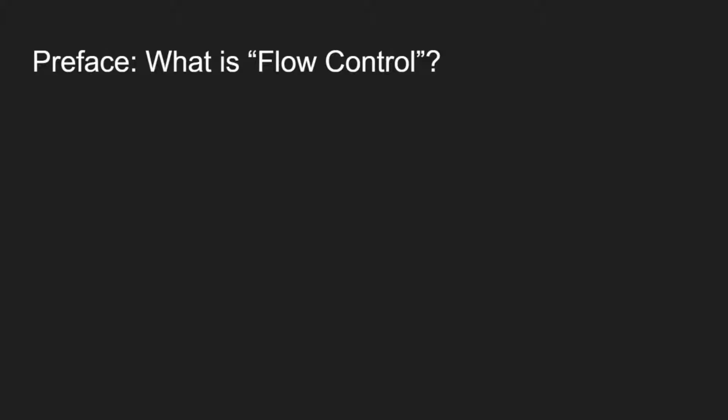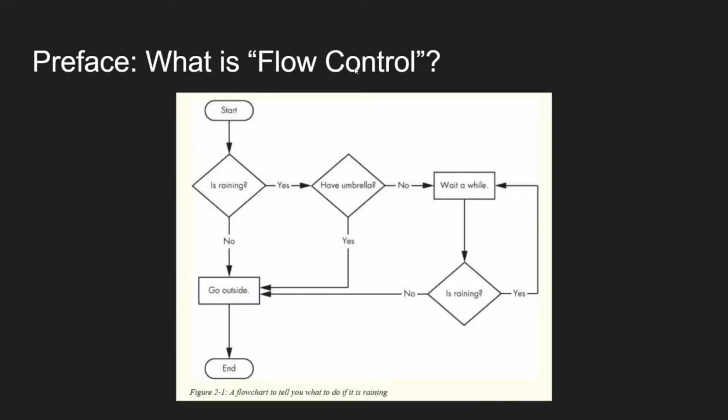Flow control statements can decide which Python instructions to execute under which conditions. These flow control statements directly correspond to the symbols in a flowchart. So this is a flowchart, and to read a flowchart, you follow the arrows from start to end. So start, we go to this condition. Is it raining? Let's say it is raining. So then we go to, do we have an umbrella? Let's say we don't have an umbrella, so no.